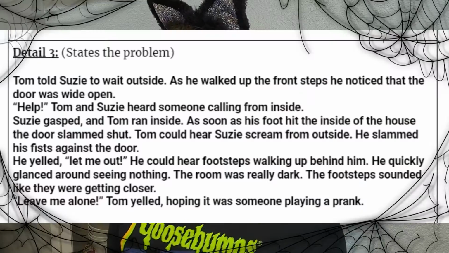Moving right along, let's jump into our detail 3 or body paragraph 3. Now we are going to tell the reader what the problem is, and we're also going to again give details to paint the reader a picture. Let's look at my teacher example.